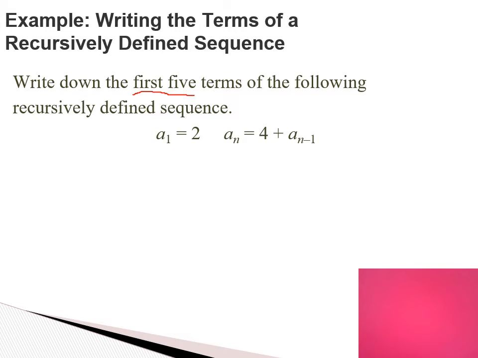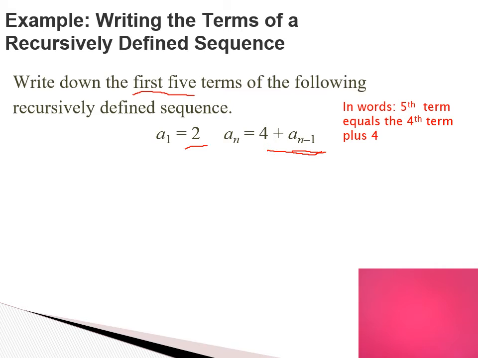So the first term is given as 2, and then a sub n equals 4, a sub n minus 1. Again, this means previous term right here, a sub n minus 1. We're taking the previous term and we're adding 4 to it. So in words, the 5th term equals the 4th term plus 4.